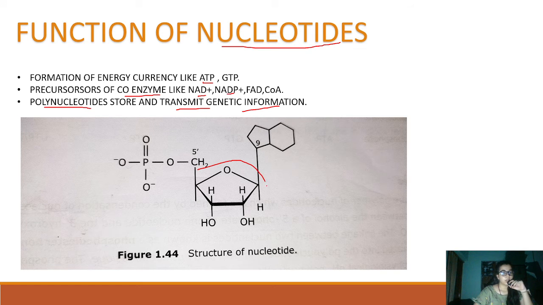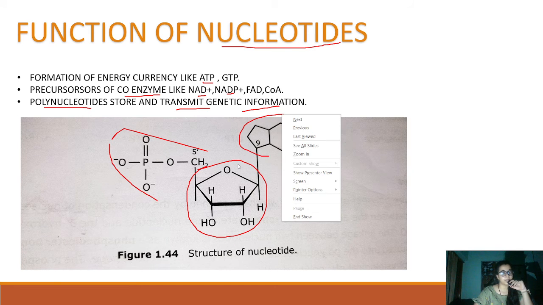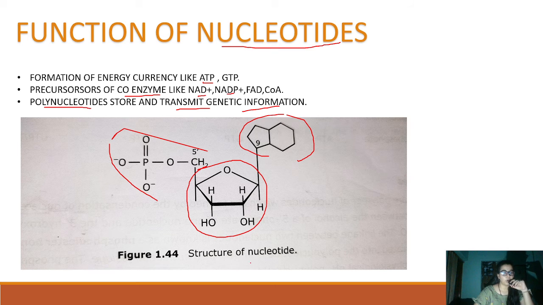This is the sugar molecule, that is deoxyribose. This is the phosphate group, and this is the nitrogenous base. So these three, total three, form the nucleotide. Hope you have been clear with this topic.